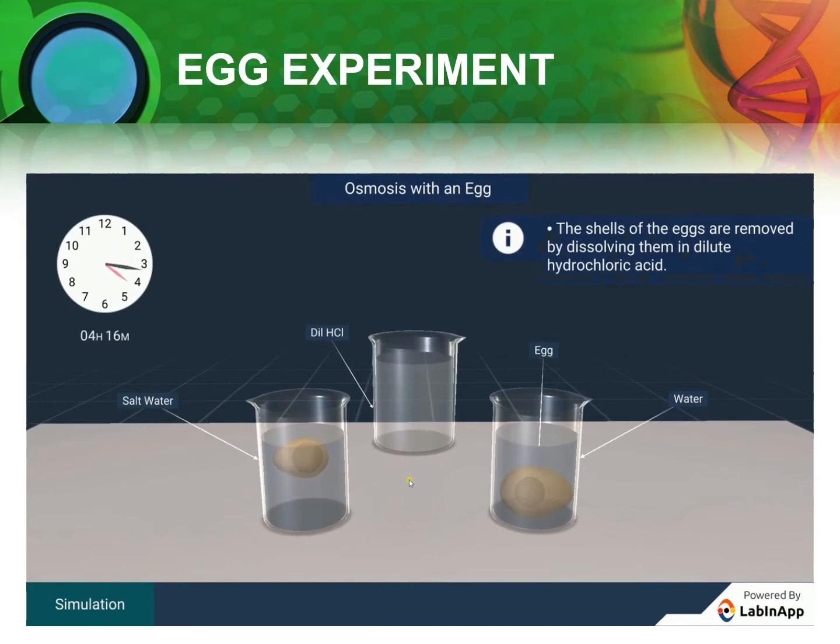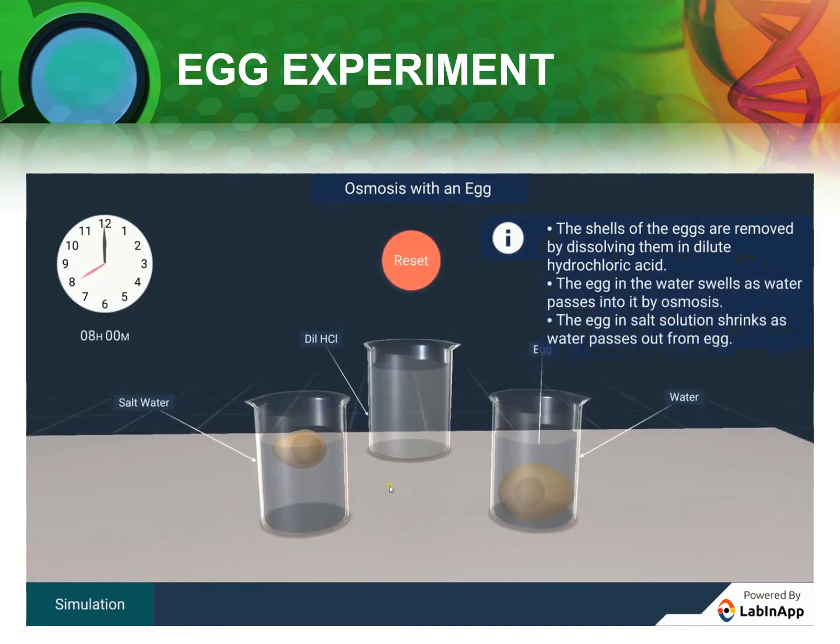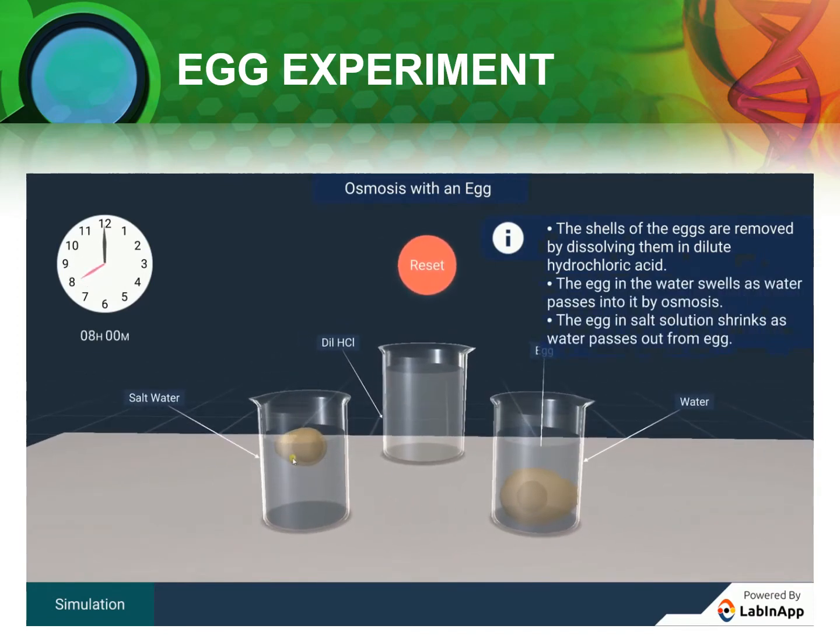We see that the egg in the water swells as the water passes into it by osmosis. This happens because the egg has a lower concentration of water than the water in the beaker. On the other hand, the egg in the salt solution shrinks.